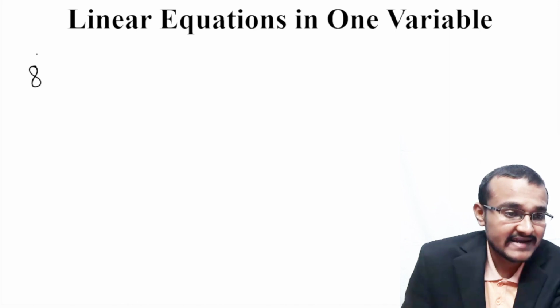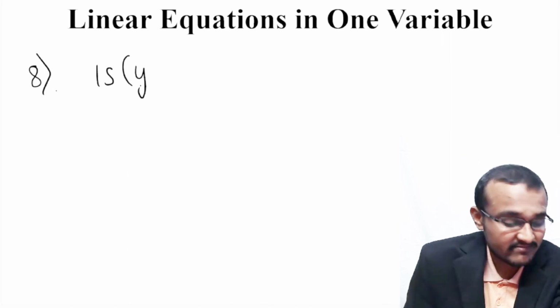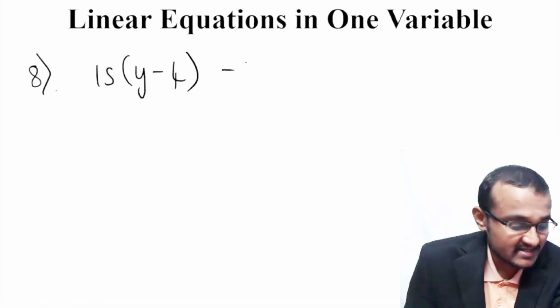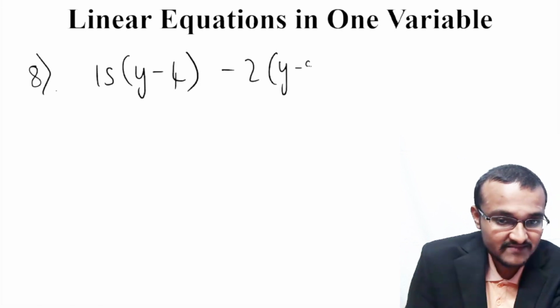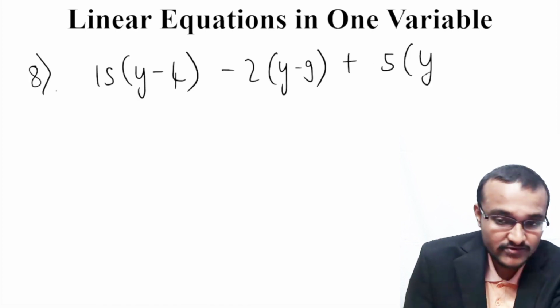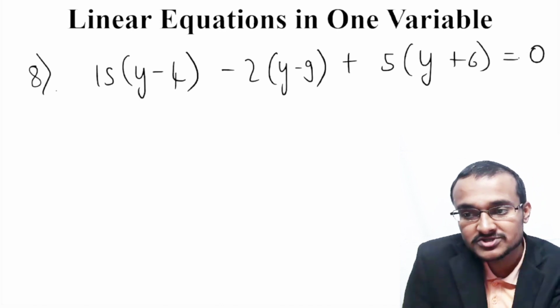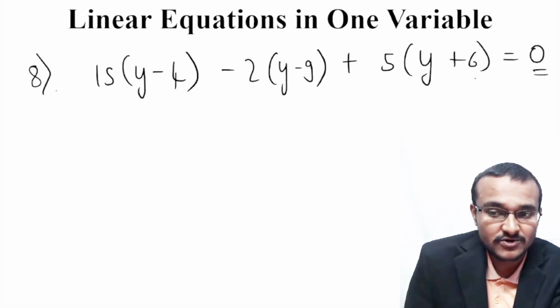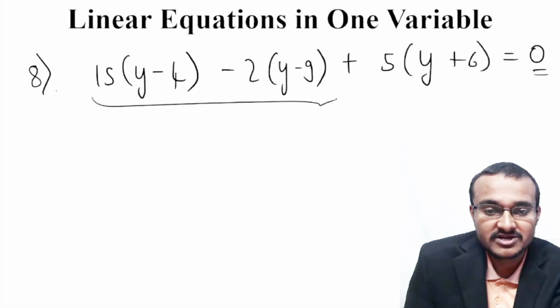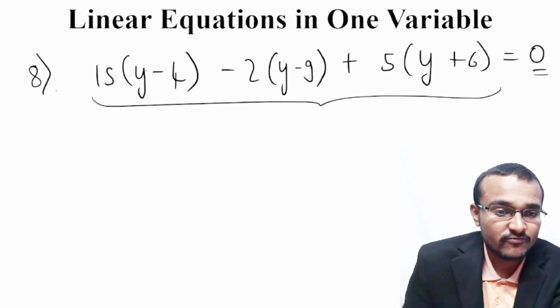So now let me solve the 8th question in this particular chapter. That is 15 into y minus 4 minus 2 into y minus 9. You should remember, wherever brackets are there, you should put those brackets there itself. So 5 into y plus 6, this whole will be equal to 0. So here RHS is 0, LHS is this particular big number. Now you have 15 into y minus 4.